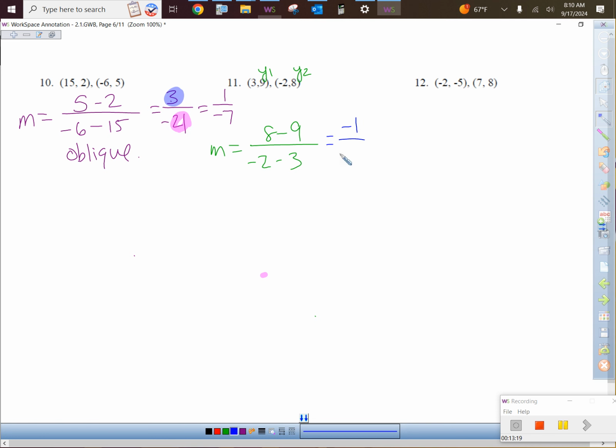And then, the super question of does that reduce? And the answer is yes. Did I do it right? Yeah, I did. What is a negative over a negative, my friends? This is a positive, so that still reduces, right? Make sure that you reduce it. And that is oblique, because I didn't get 0 for a slope, and I didn't get undefined.